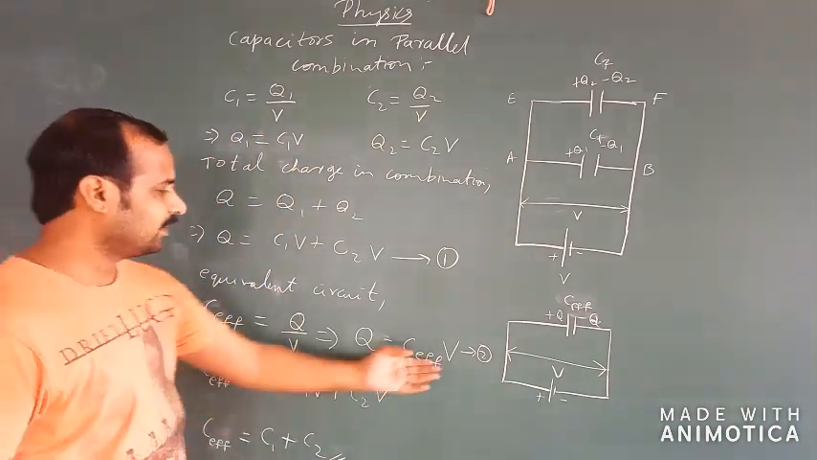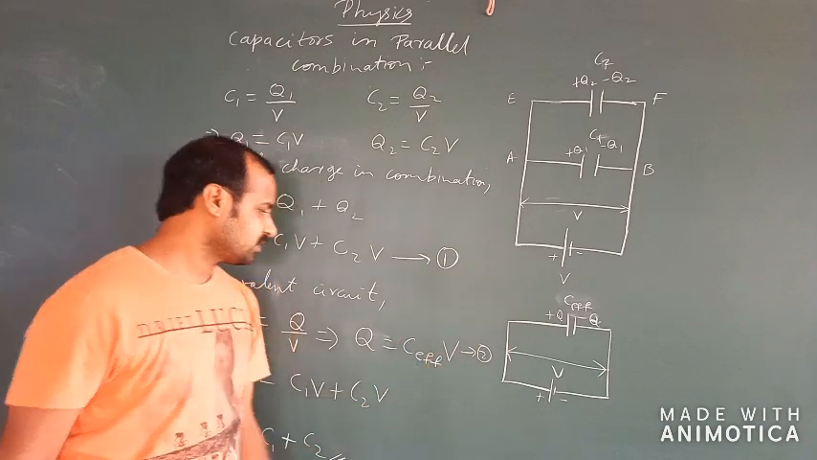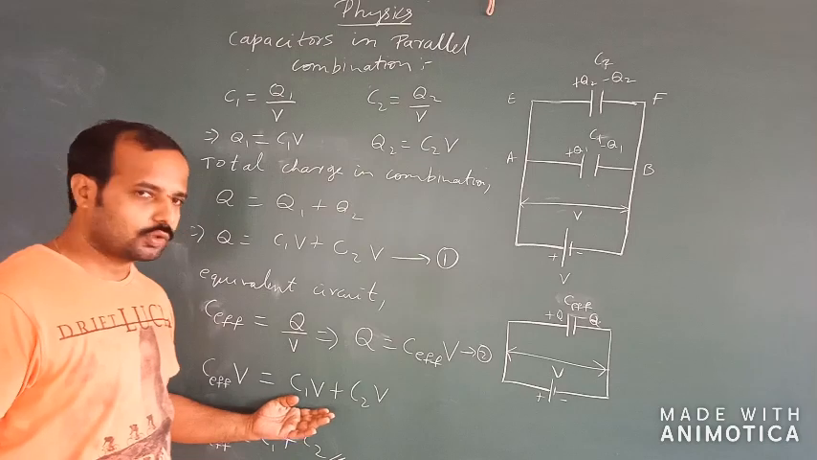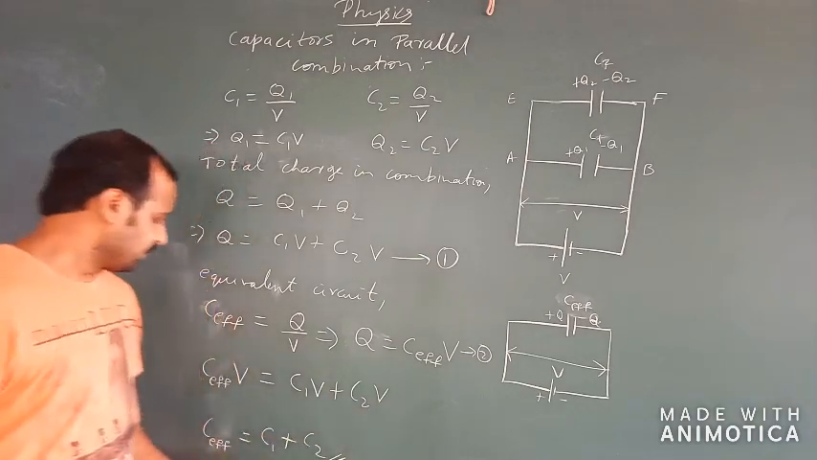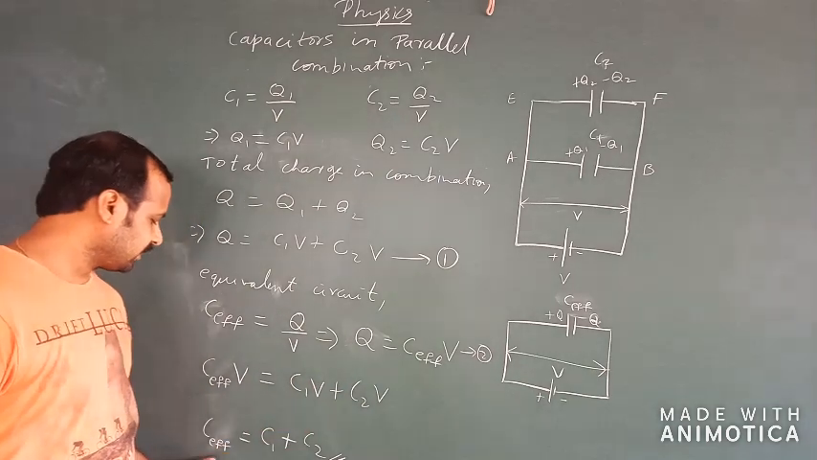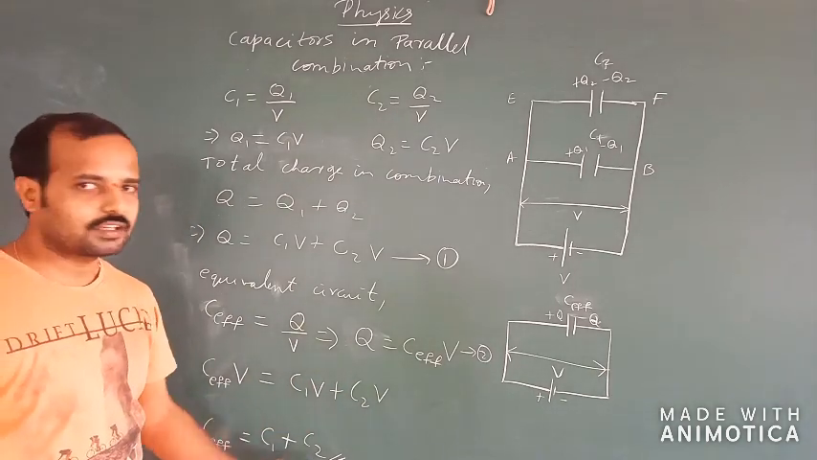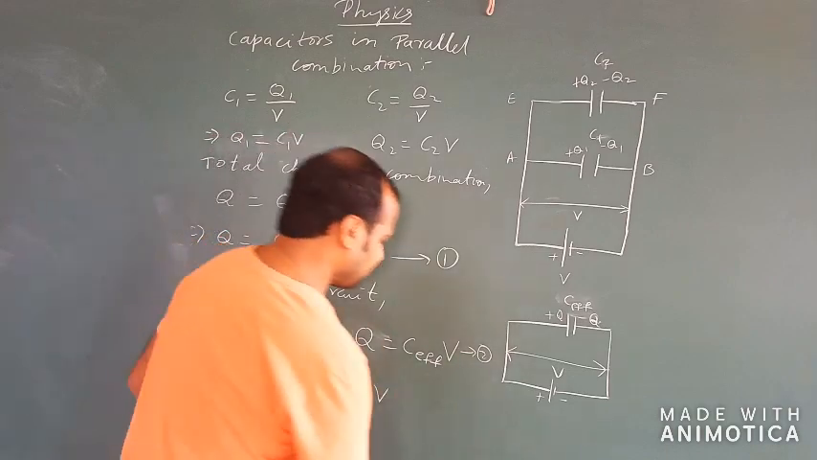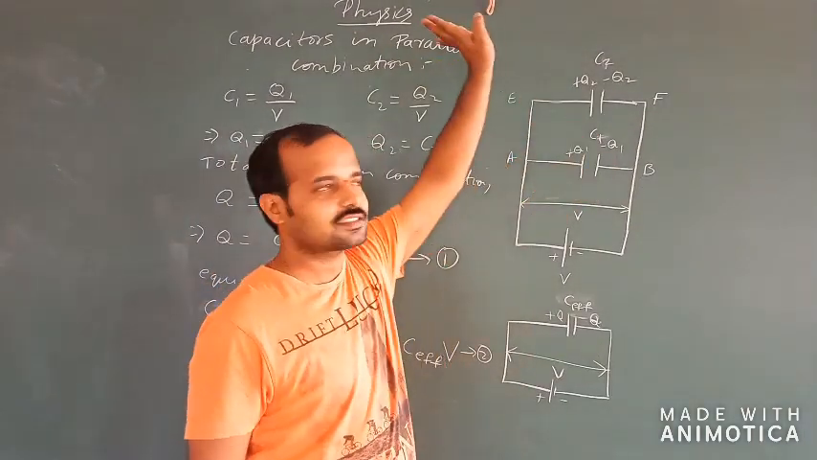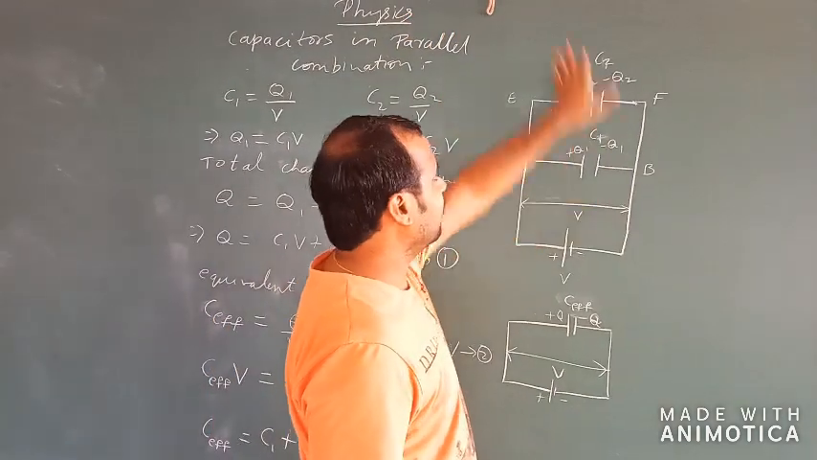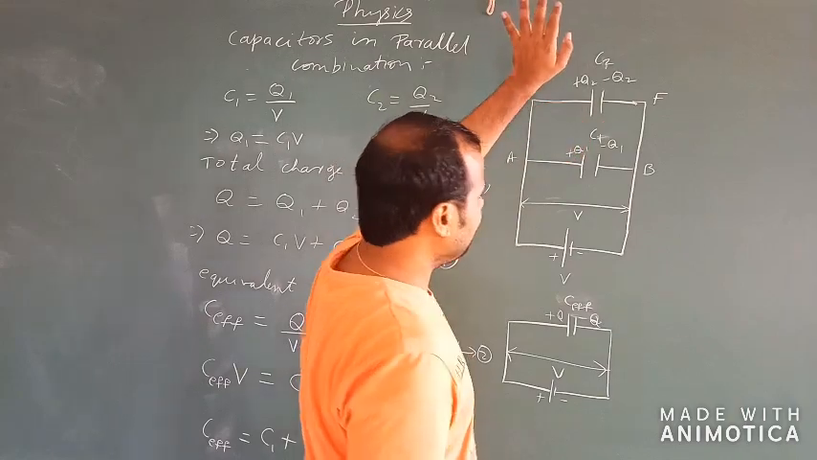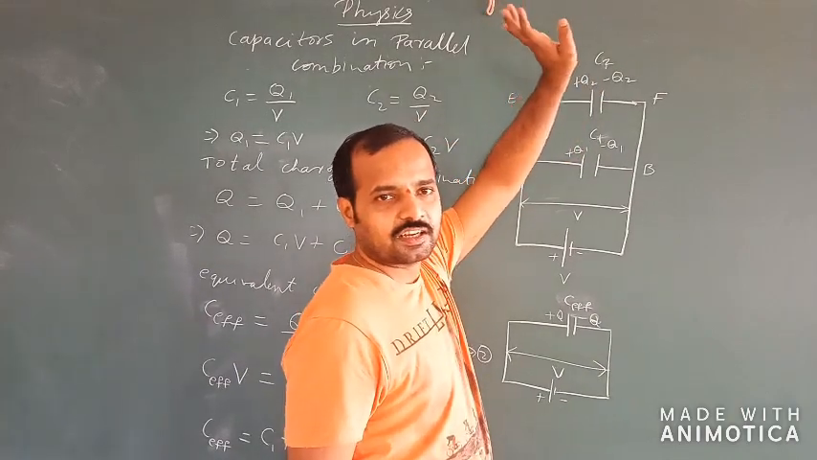Now we can compare these two equations. On comparing the first and second equations, we can see that C effective into V is equal to C1V plus C2V. On taking out the common terms and cancelling out, we can see that C effective equals C1 plus C2. Now remember one thing, in case I have many such branches, n number of branches similar to this, I can just go on extending this combination to n number of capacitors connected in parallel.